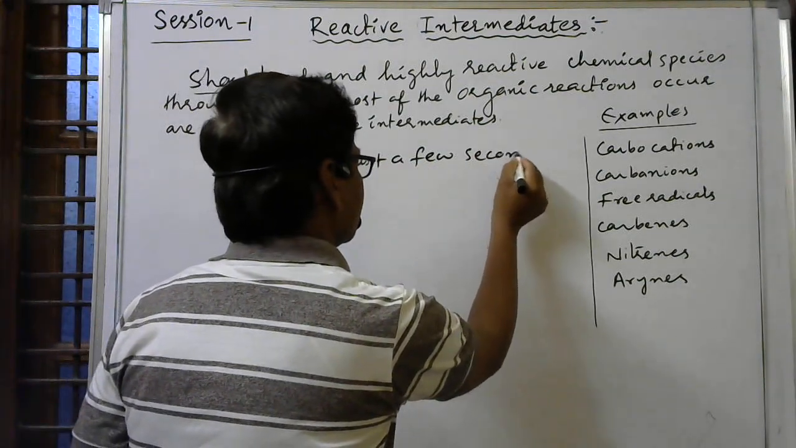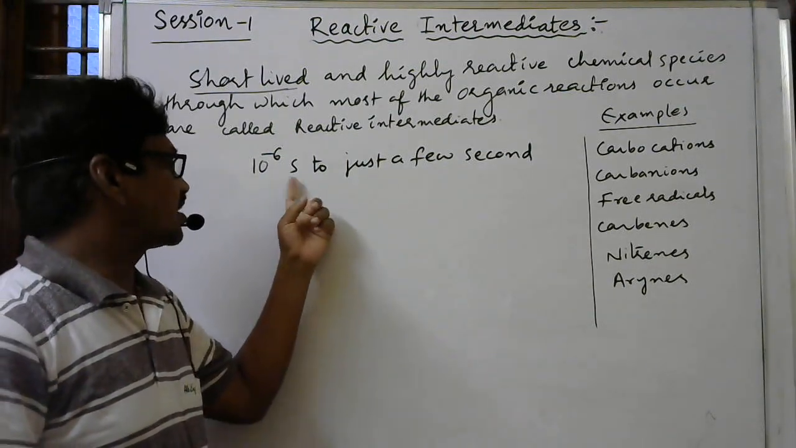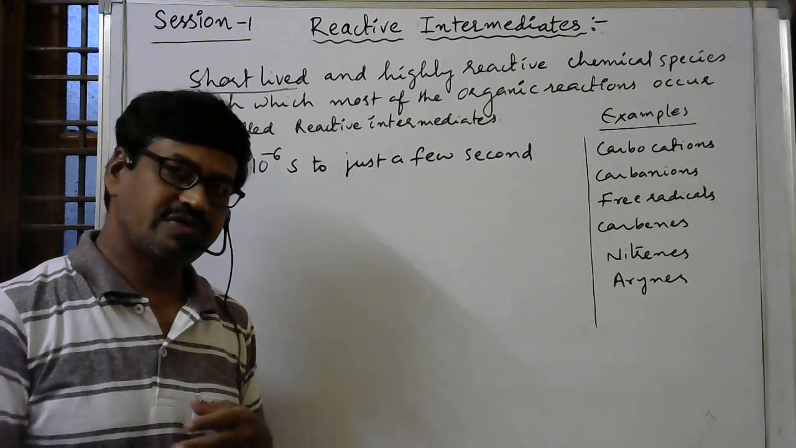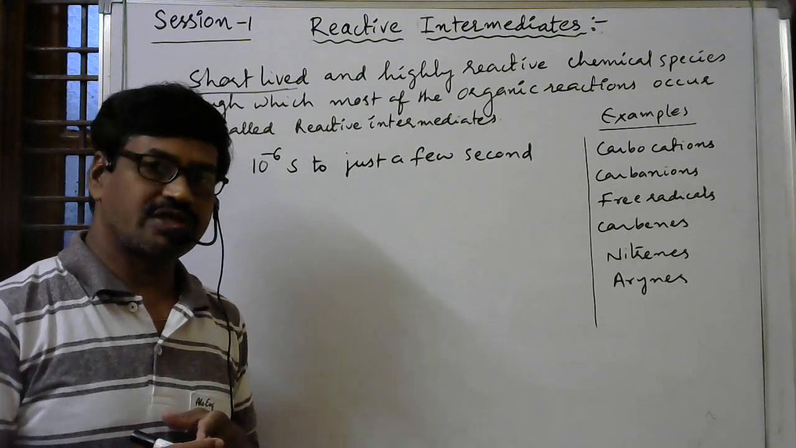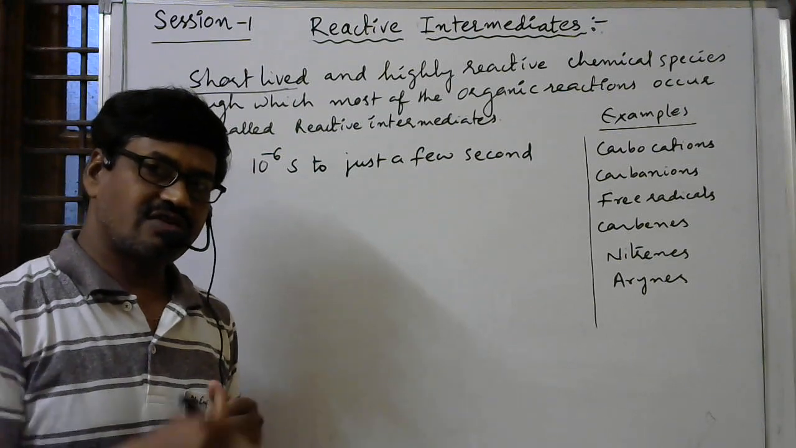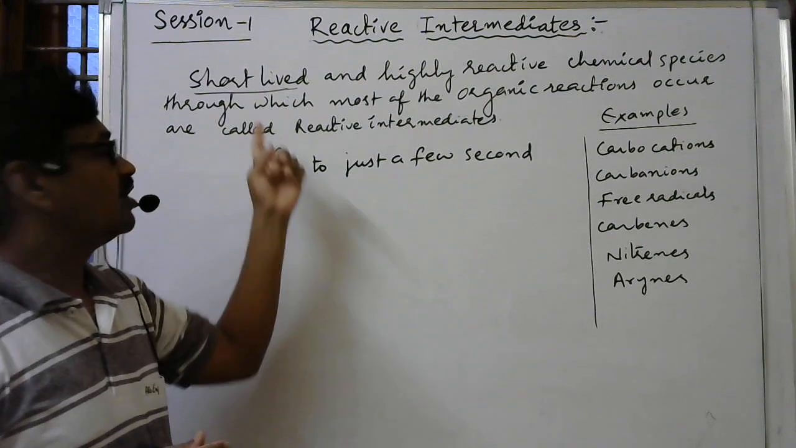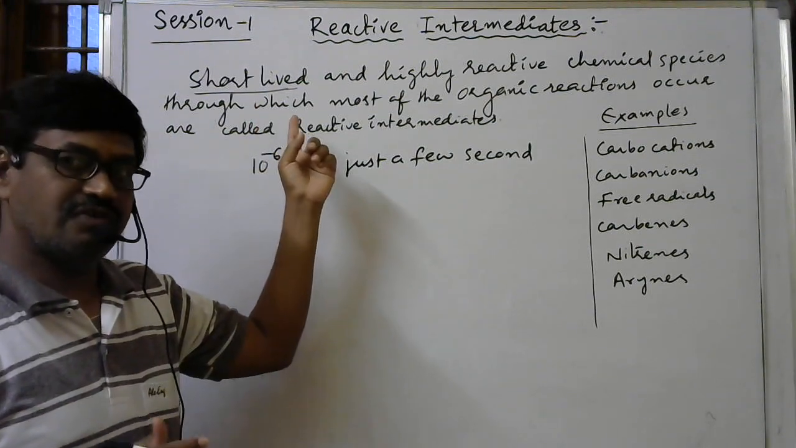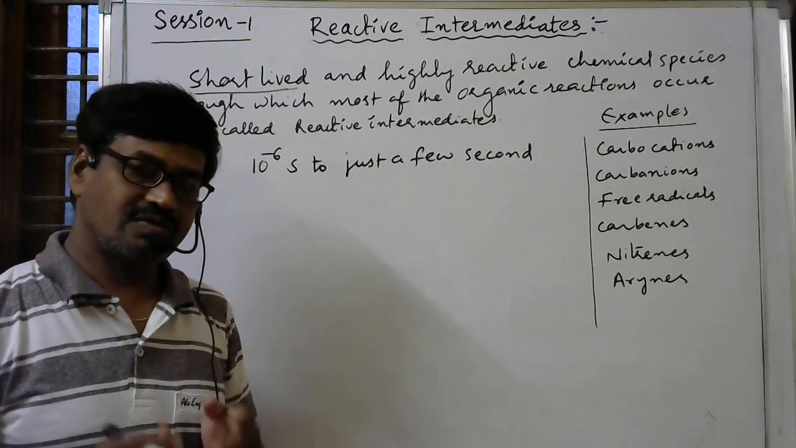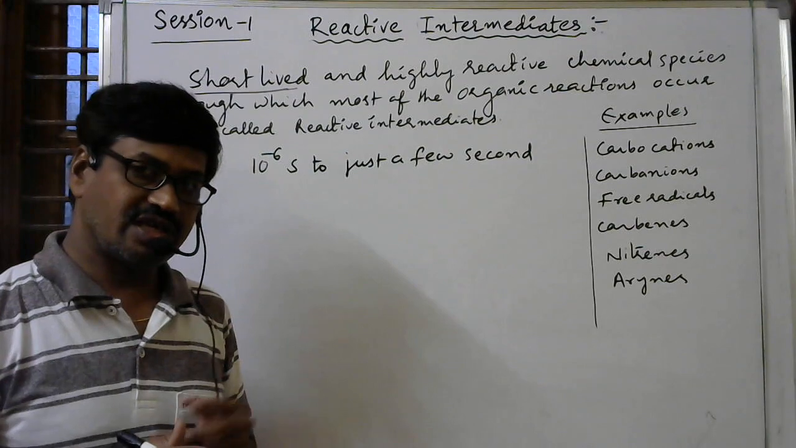What does short life mean here? How much is its life? 10 power minus 6 seconds to just a few seconds. Afterwards they are converted into products. In any organic reaction, reactants are converted into products through intermediates. These intermediates have very short life and are highly reactive. These are the chemical species through which an organic reaction can occur.